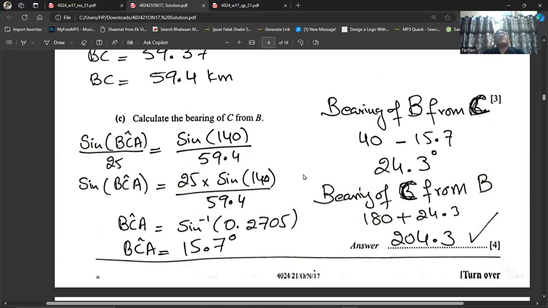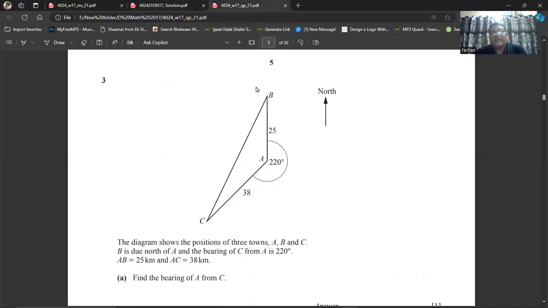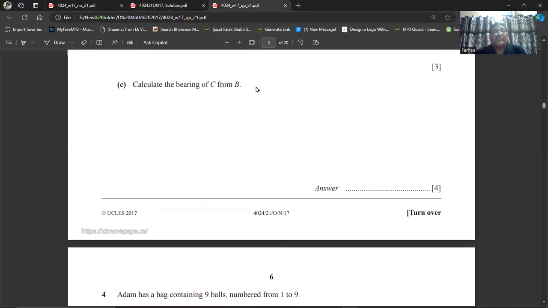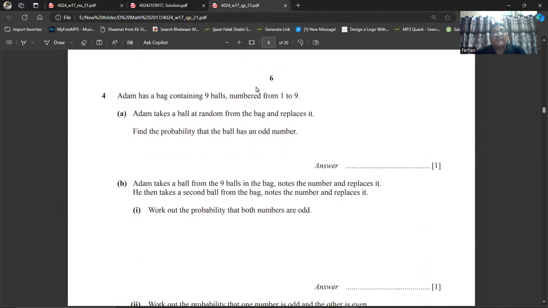If I know the bearing of B from C is 24.3, then the bearing of C from B will be, because 24.3 is less than 180, simply add 180 to it. So 180 plus 24.3, you get 204.3. There can be other methods also to find this bearing. And okay, so we are done with question number 3.